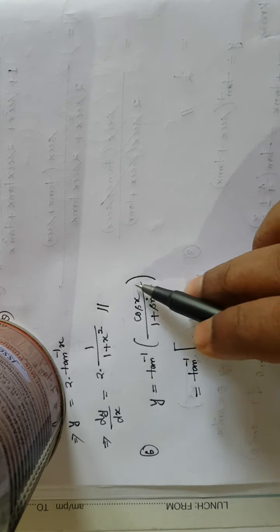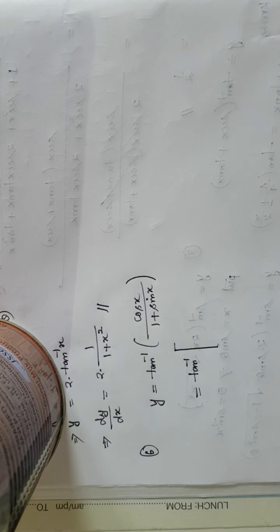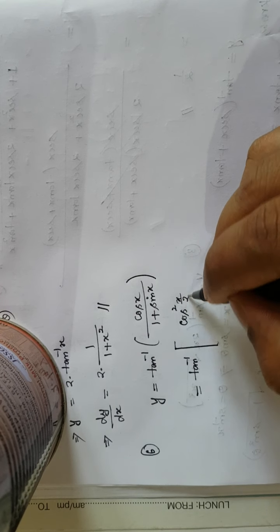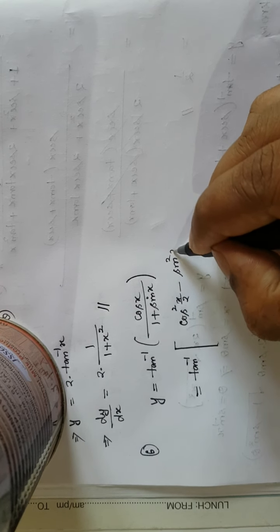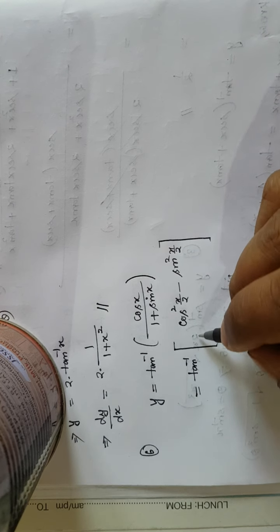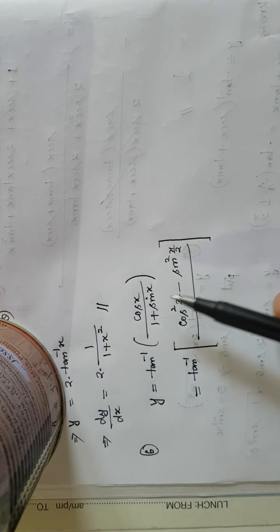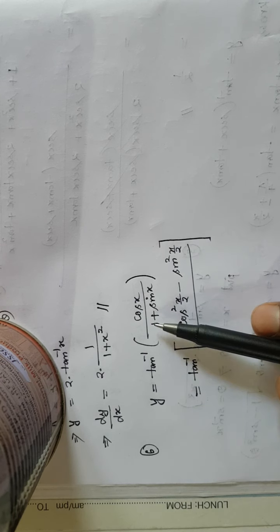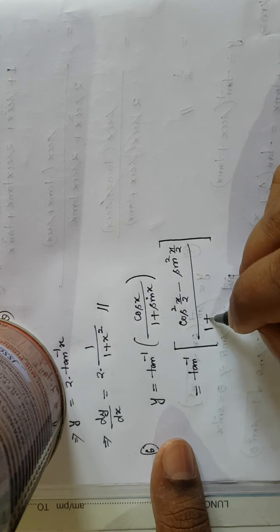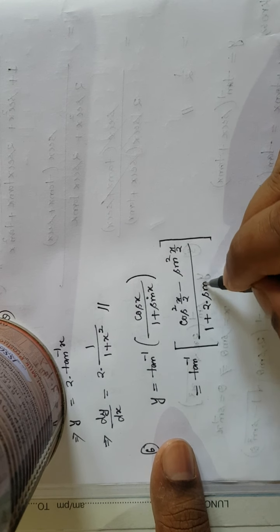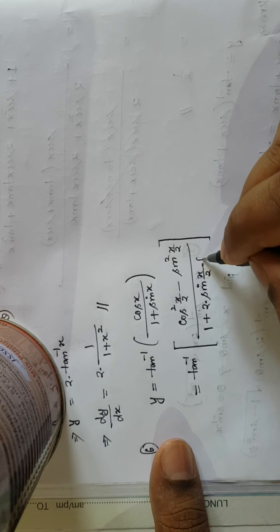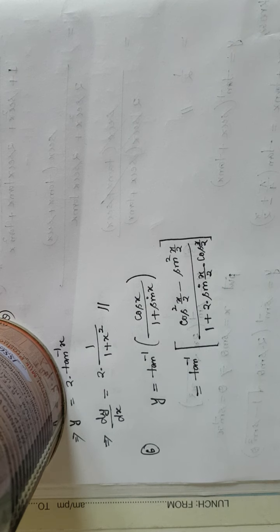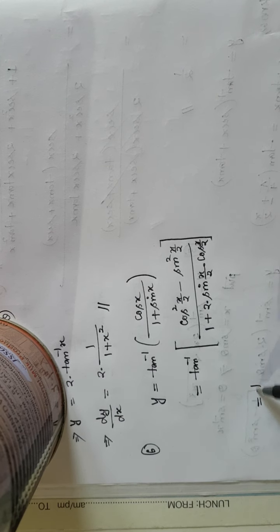Now I can write this cos x as cos square x by 2 minus sin square x by 2. Why this? Because this is a formula of cos twice a. Cos square a minus sin square a is equal to cos twice a. And what is your sin x? It is equal to twice sin x by 2 into cos x by 2. This is called the submultiple form. Tan inverse.